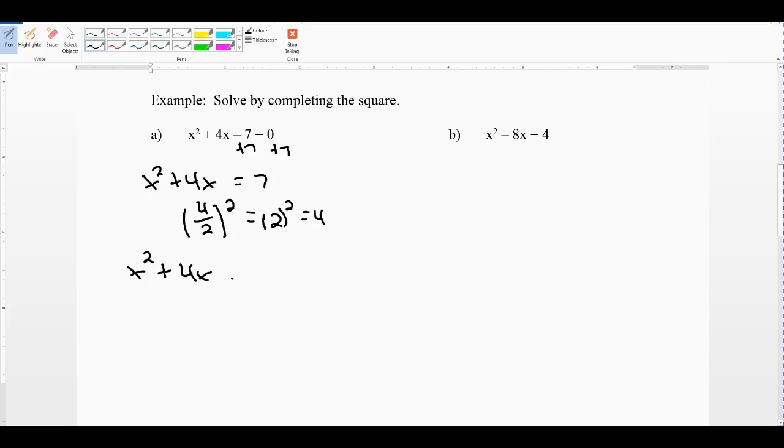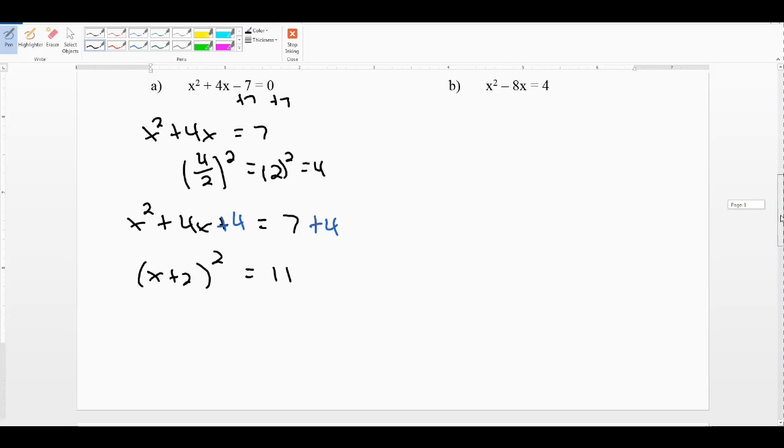So we're going to add 4 to both sides. So here's our two sides so far. Now we're going to add 4. In fact, I want to do this, just so you can see. We added 4 to both sides. And now we're going to factor. This side is going to factor as x, what's 1/2 of 4? That's 2, plus 2. Then 7 plus 4 is 11.